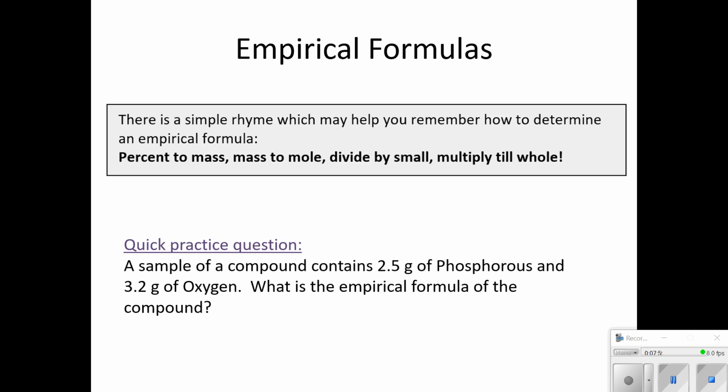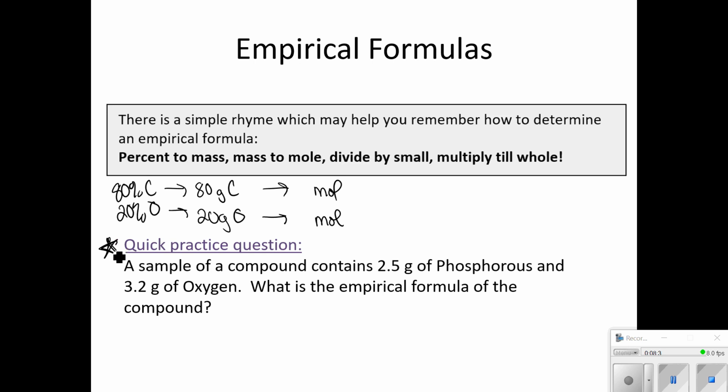The typical problem you might see would be something like this. You've got a compound that's 80% carbon by mass and 20% oxygen by mass. What is the chemical formula of this compound? So what you do is you take your percents and turn those into masses, and then you turn those values into moles, divide by the smallest number of moles, multiply till whole. Let's do this one and test out this process. So pause the video, try this quick practice question.